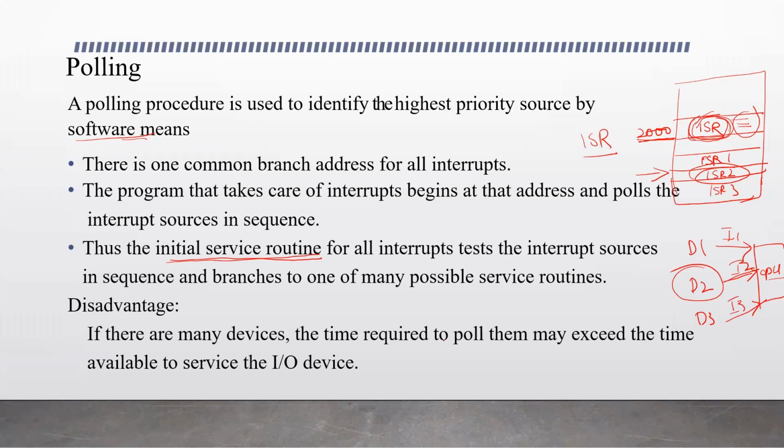But the disadvantage we discussed is that polling takes a lot of time, because every device needs to be tested one by one in sequence. It takes more time than the time available to service the IO device. Is this clear?